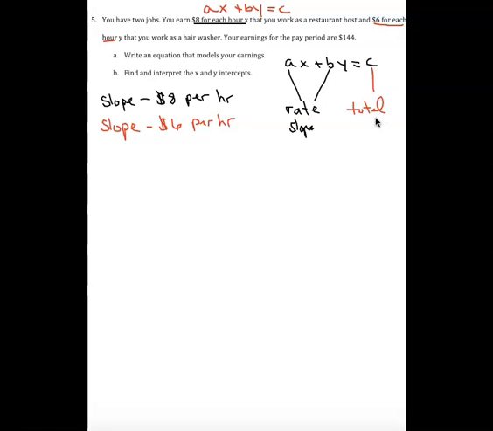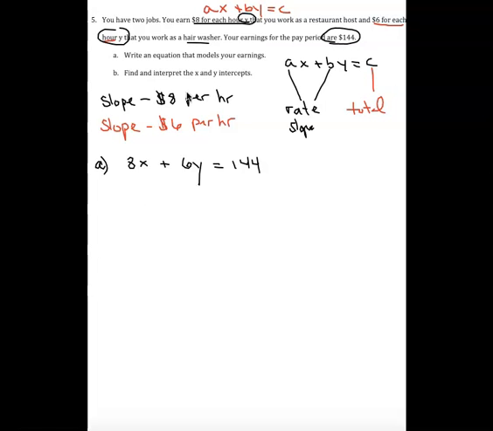So how do I know when to use standard form versus point slope or slope-intercept? When the word problem gives you 2 rates or 2 slopes. Okay? So it gives you 2 rates, and there it is. So you earn $8 for each hour x as a restaurant host, so 8x, plus $6 for each hour y that you work as a hair washer, plus 6y. And you want to make a total of $144. So part A, write the equation, that's it.